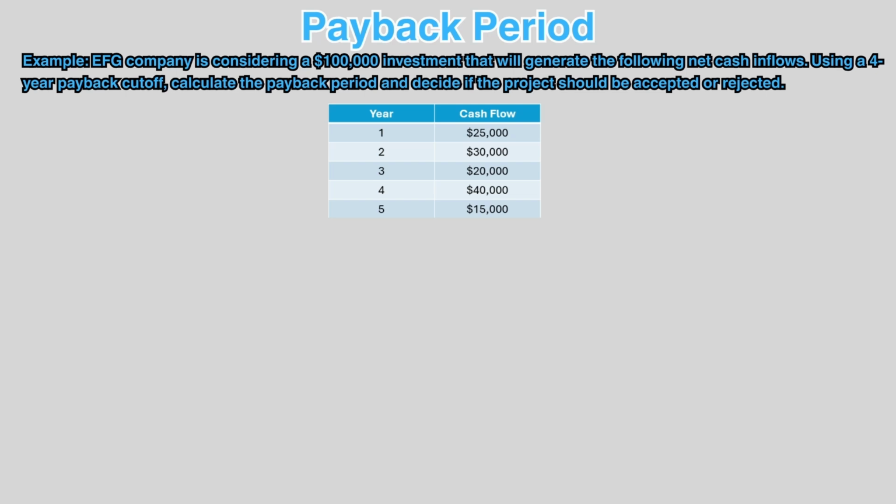So EFG Company is considering a $100,000 investment that will generate the following net cash inflows. Using a 4-year payback cutoff, calculate the payback period and decide if the project should be accepted or rejected. So the cost of this project is the $100,000 initial investment that we are making today. When we're told to calculate the payback period and decide if we should accept or reject, we're going to have to compare the payback period to this 4-year payback cutoff.